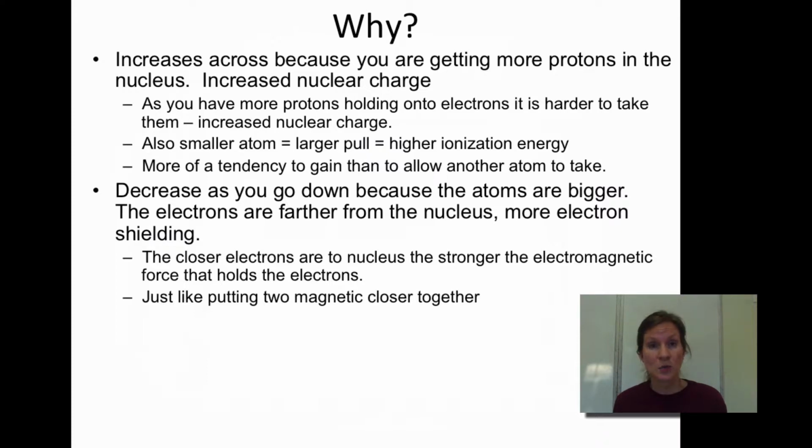Going down a group, the effective nuclear charge decreases because of an increase in electron shielding. So going down a group, each subsequent atom adds another full energy level, which means I increase the repulsion of electrons due to that full shield between the nucleus and the outer electron, which means now there's less attraction from the electrons to the nucleus, and thus it's easier to remove the electron.